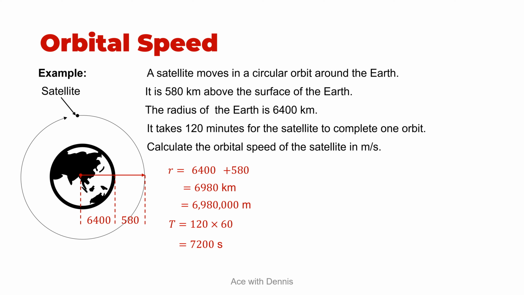The time given is 120 minutes, and we convert to seconds, which we multiply by 60, we get 7,200 seconds. So now we can calculate the orbital speed with the formula v equals 2 pi r over t, and substitute the value: 2 pi times 6,980,000 meters divided by time 7,200 seconds. Then we calculate the value, we get 6,991 meters per second.